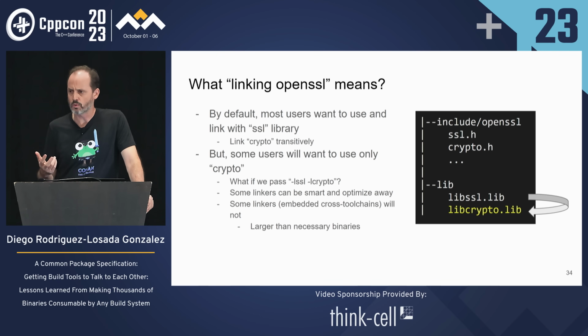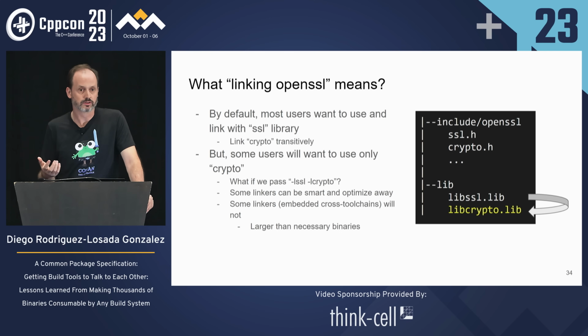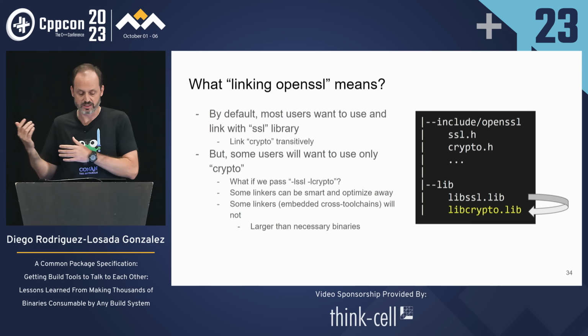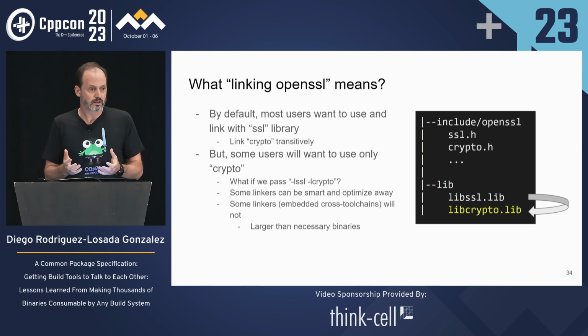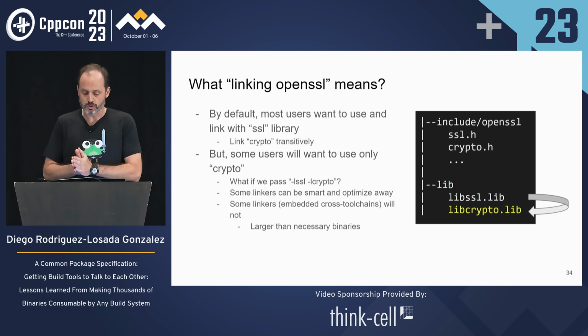So if we have two libraries, what does linking OpenSSL mean? For the majority of the users, it typically means, hey, I want to use the SSL protocol, so I want to link with the SSL library, which transitively will link with libcrypto. Typically transparent for me. I don't even know that I'm linking libcrypto. But it's there. But there are real use cases that say, hey, OpenSSL is great, but I don't want the SSL protocol. I just want the cryptographic functions. So I want to be able to use just the crypto library there.